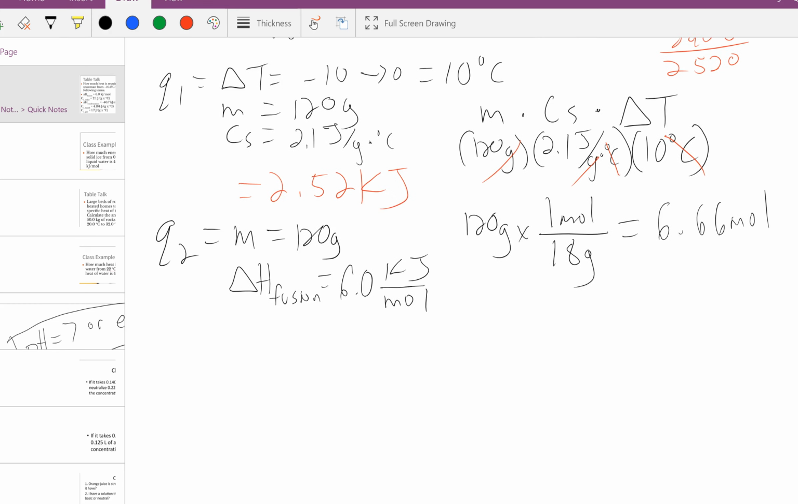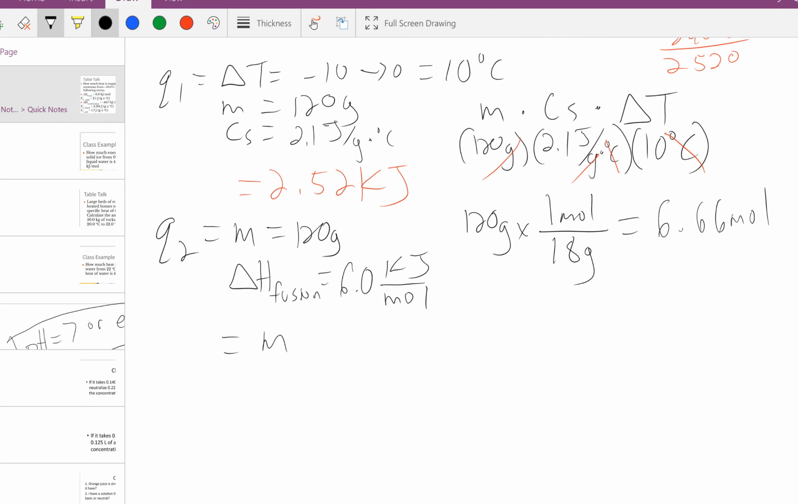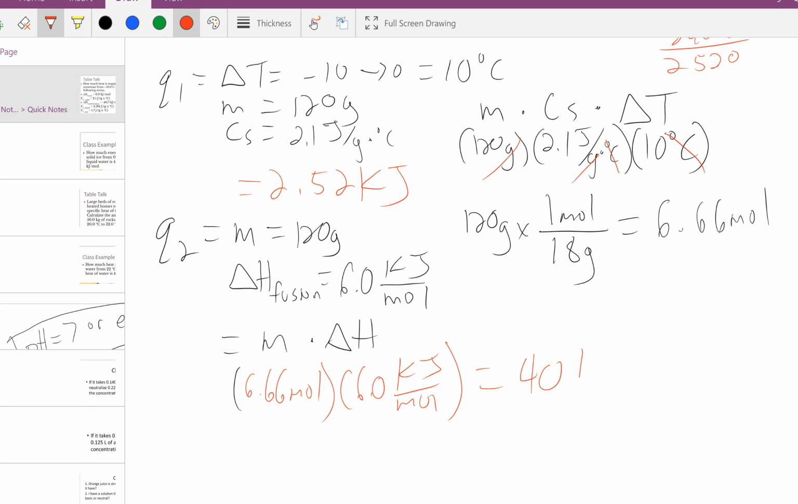And so for this equation, it's going to be n times delta H, or 6.66 moles times 6.0 kilojoules per mole. And we're going to end up with 40 kilojoules once the moles are crossed out. And that's the value for Q2.